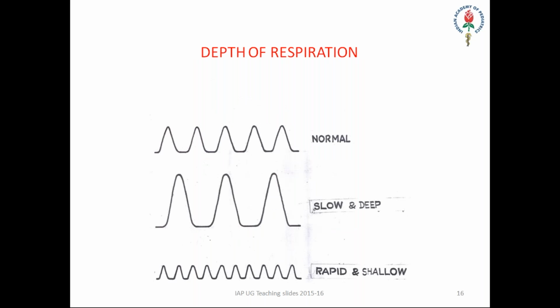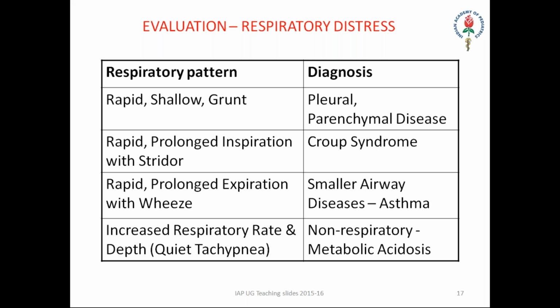Depth of respiration, this is the normal depth of respiration. Slow and deep, the depth is increased, and rapid and shallow, the depth is decreased. So, evaluation of respiratory distress, coming to the respiratory pattern: rapid and shallow, and grunt is present.